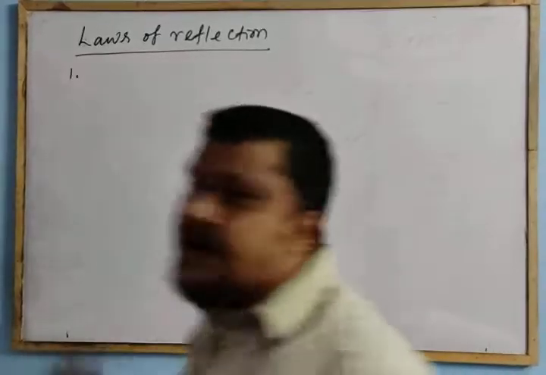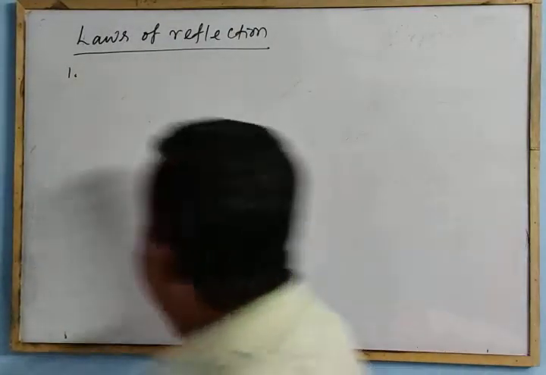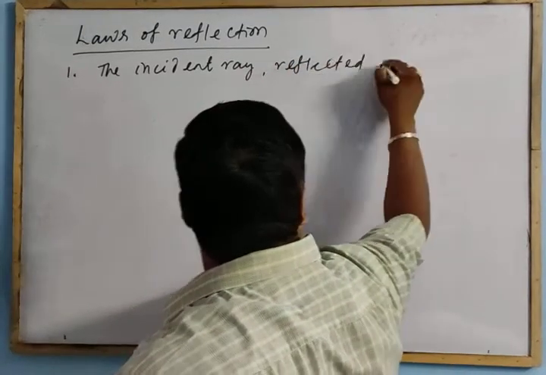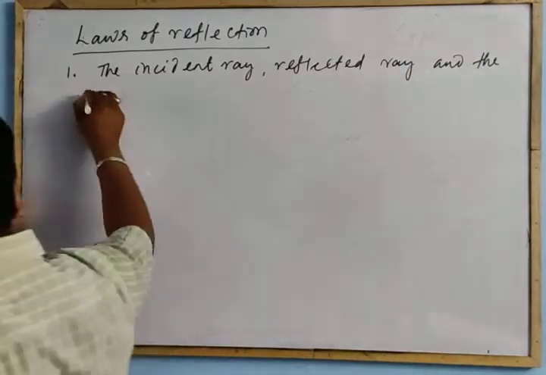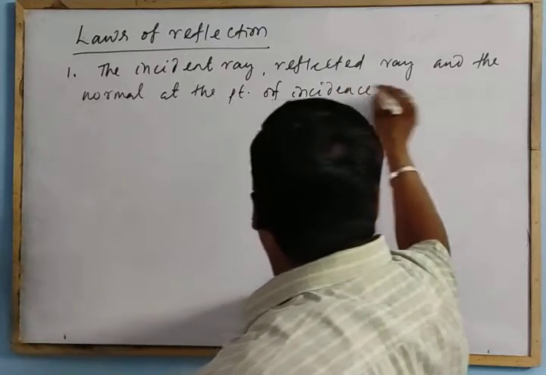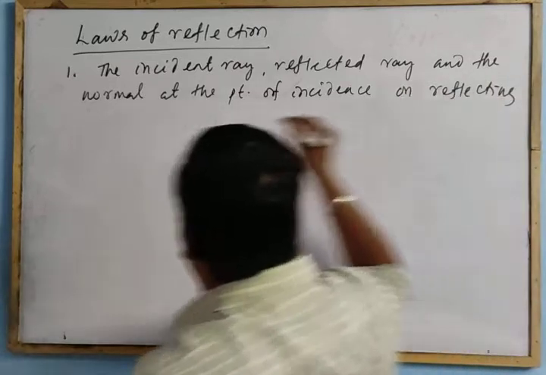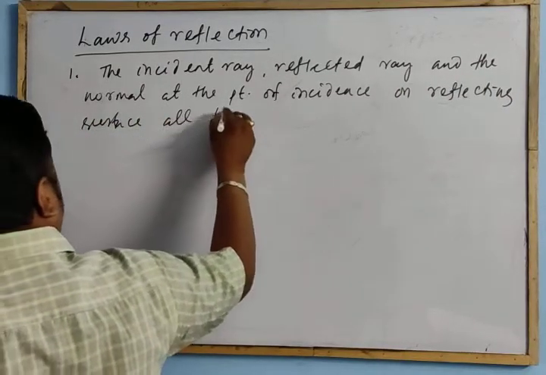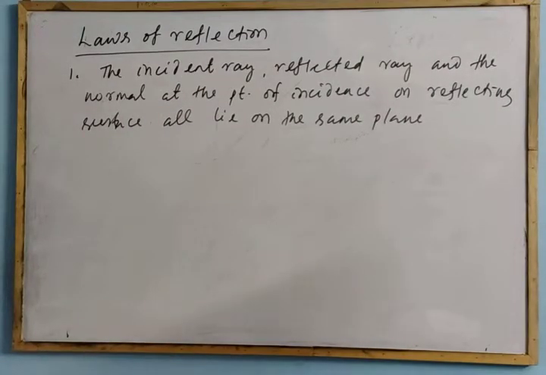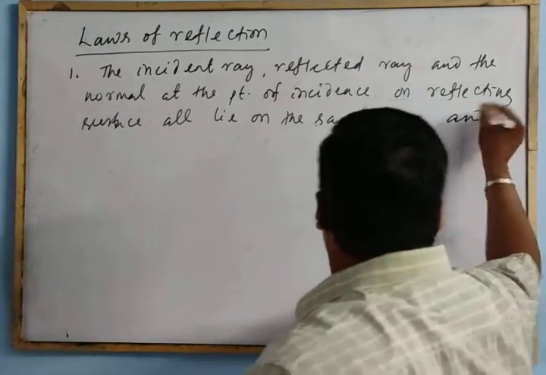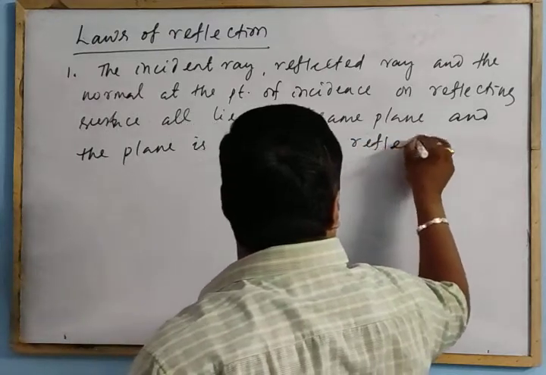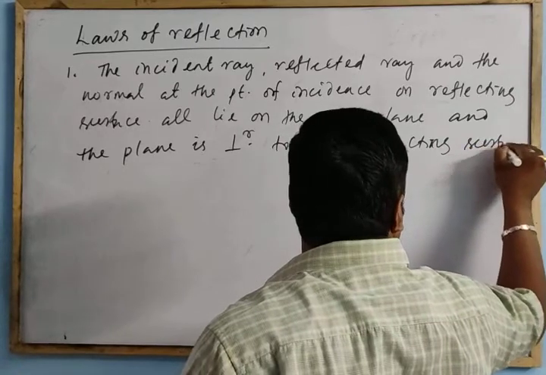What is the first law? The two laws. One is that the incident ray, reflected ray, and the normal at the point of incidence on the reflecting surface all lie in the same plane, and the plane is perpendicular to the reflecting surface.